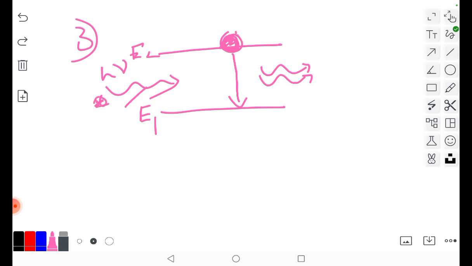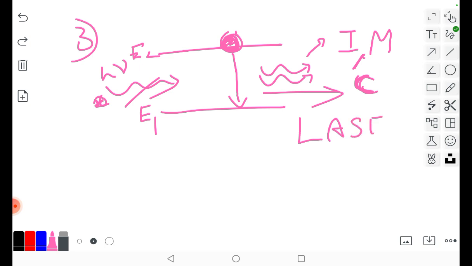Okay, so here you can see whatever radiation is coming out is in phase. It's a highly intense, monochromatic, coherent beam of light. Okay, and this radiation which is coming out is simply called laser. So simply, what is a laser? Laser is a highly intense, monochromatic, coherent beam of light.